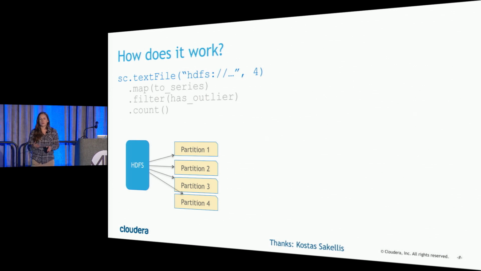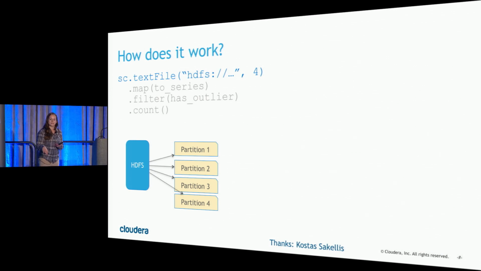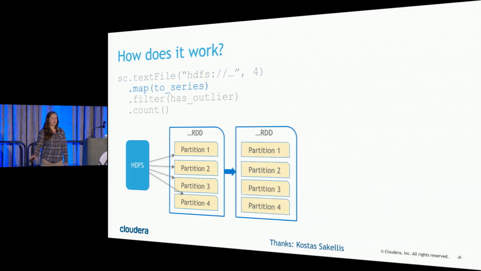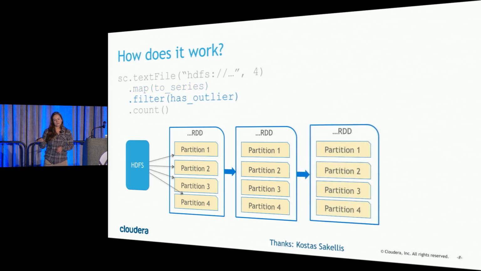So if we were to write a Spark program, it would look something like this. Say, OK, in my Spark context, I want to read in this text file at this path with 4 partitions. And see, I cleverly have 4 partitions on the slide. And then I'm going to map over it and create a Pandas series in this case. And a new RDD is created. The same partitions get mapped over. I'm going to filter. I'm going to count it all.